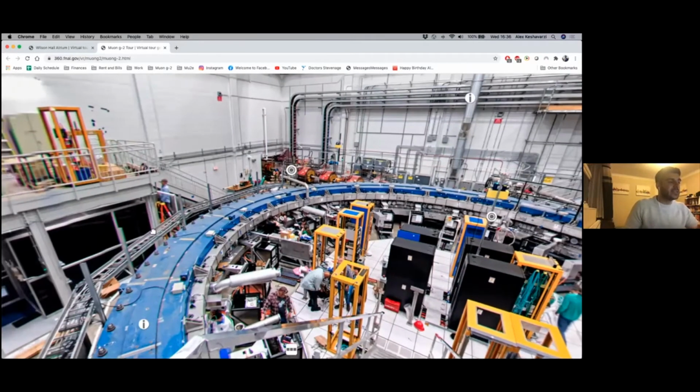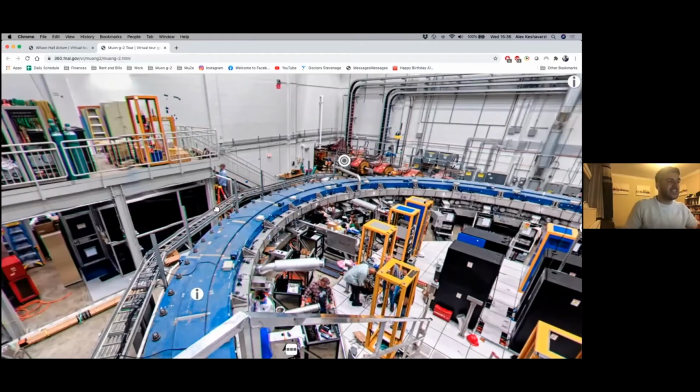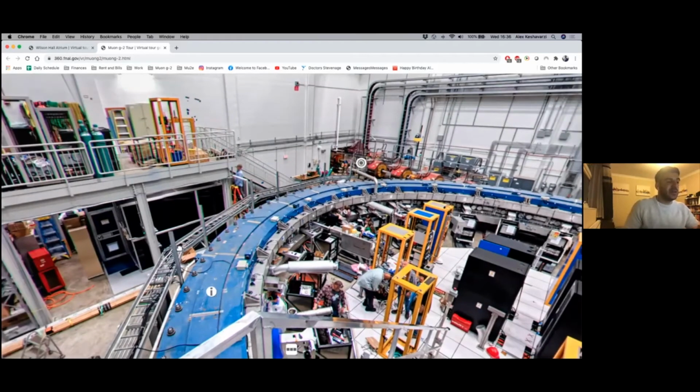This black room here is actually a laser calibration system. For some reason, I've never been in this room, which is a massive failing of mine, because I have got the training to go in there. But when the positrons hit the calorimeters, there's a gain sag.